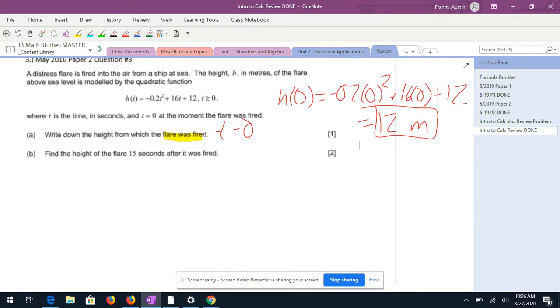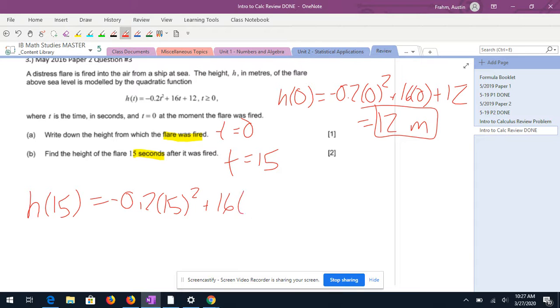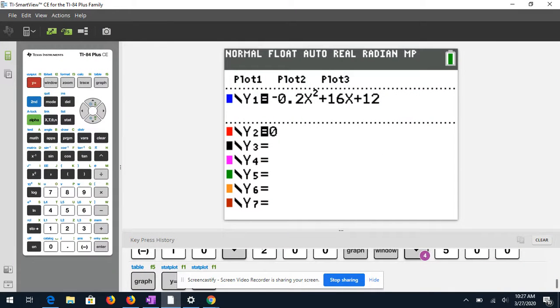Letter B, they then ask you to find the height of the flare 15 seconds after it was fired. Again, pretty simple. They're giving you a t value here of 15 seconds. So t = 15. So we're finding h(15), which would equal -0.2 times 15 squared plus 16 times 15 plus 12. Okay, that one not so easy.